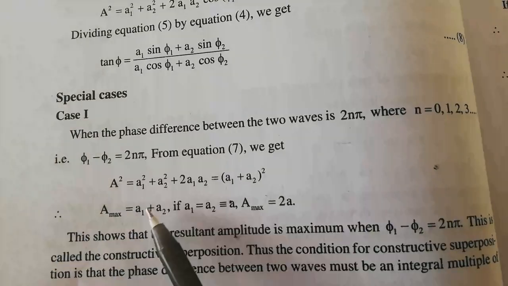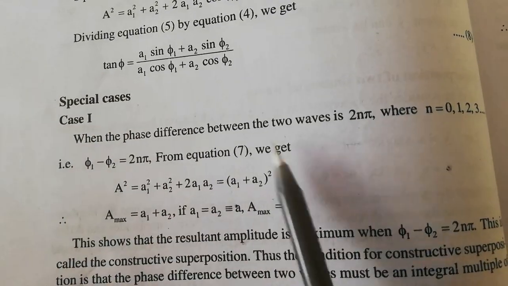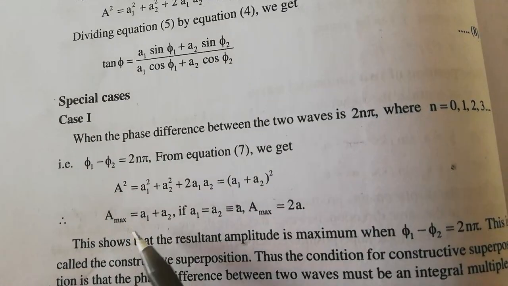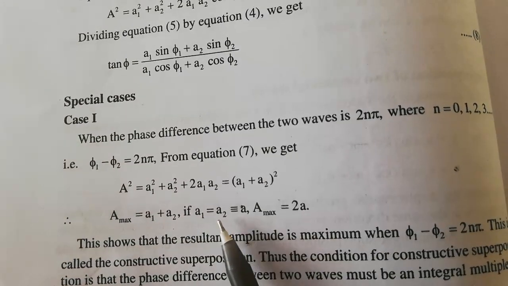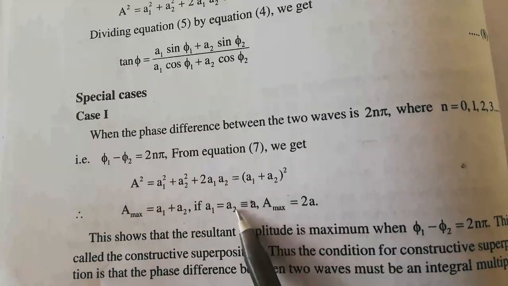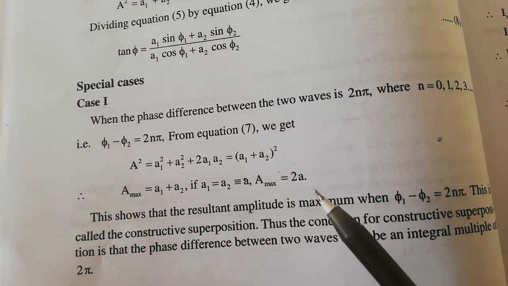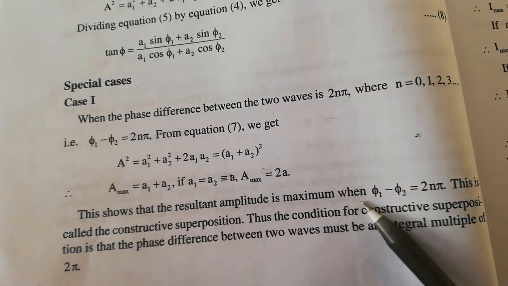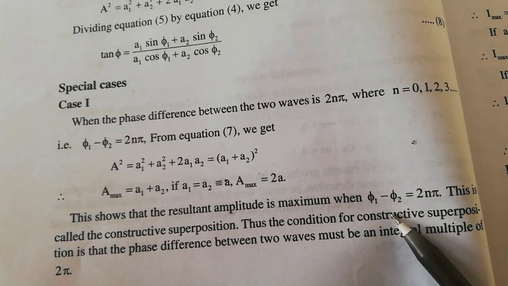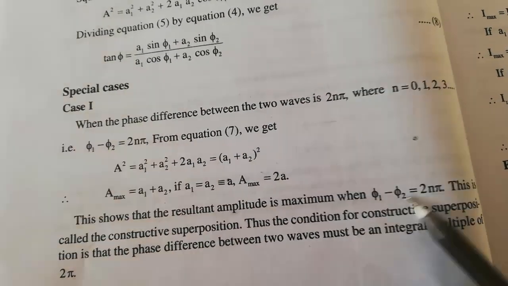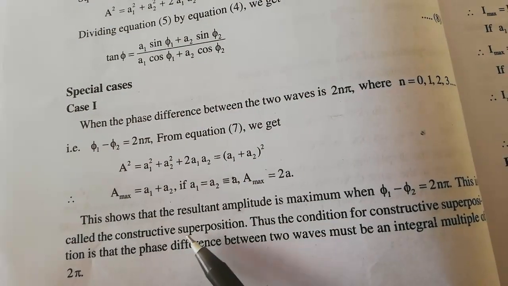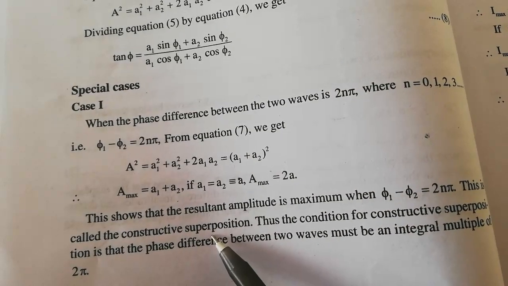Cos 2n pi is equal to 1. That is, a max square is equal to a1 plus a2 whole square. From that, a max is equal to a1 plus a2. If these two amplitudes a1 and a2 are the same, we can say a max is equal to 2a. That is, the resultant amplitude is maximum when the phase difference between the two waves is 2n pi. That is called constructive superposition.